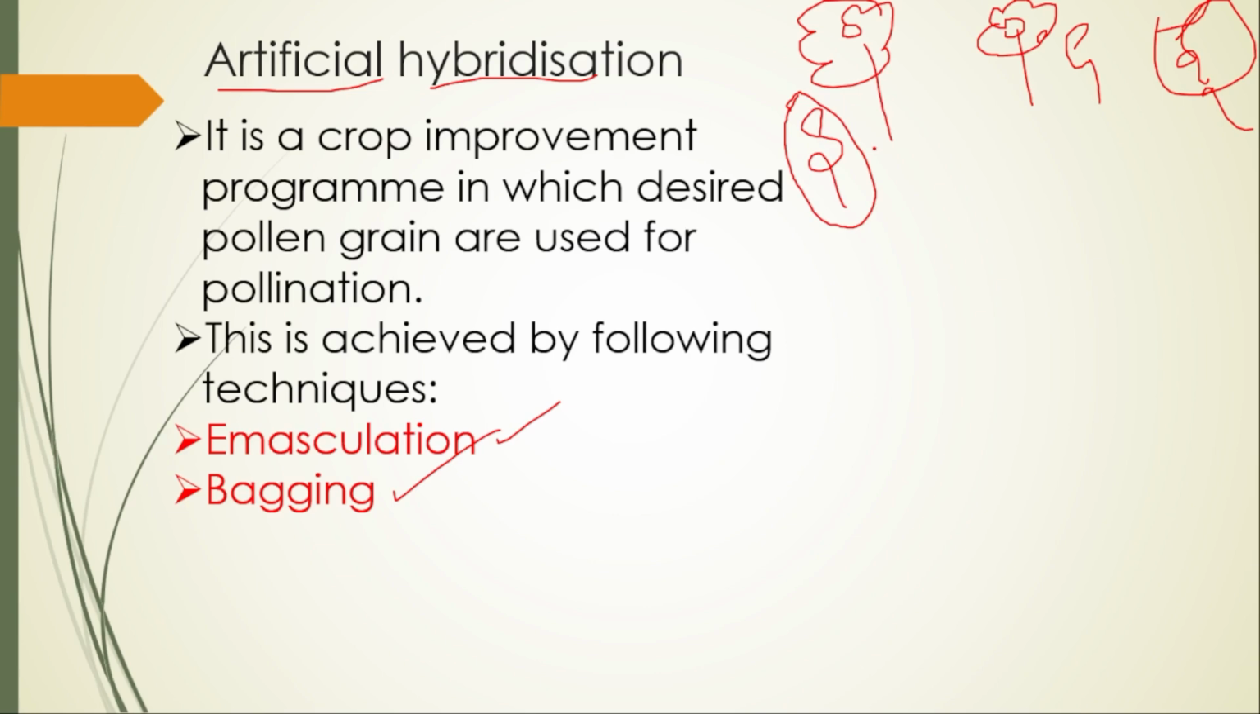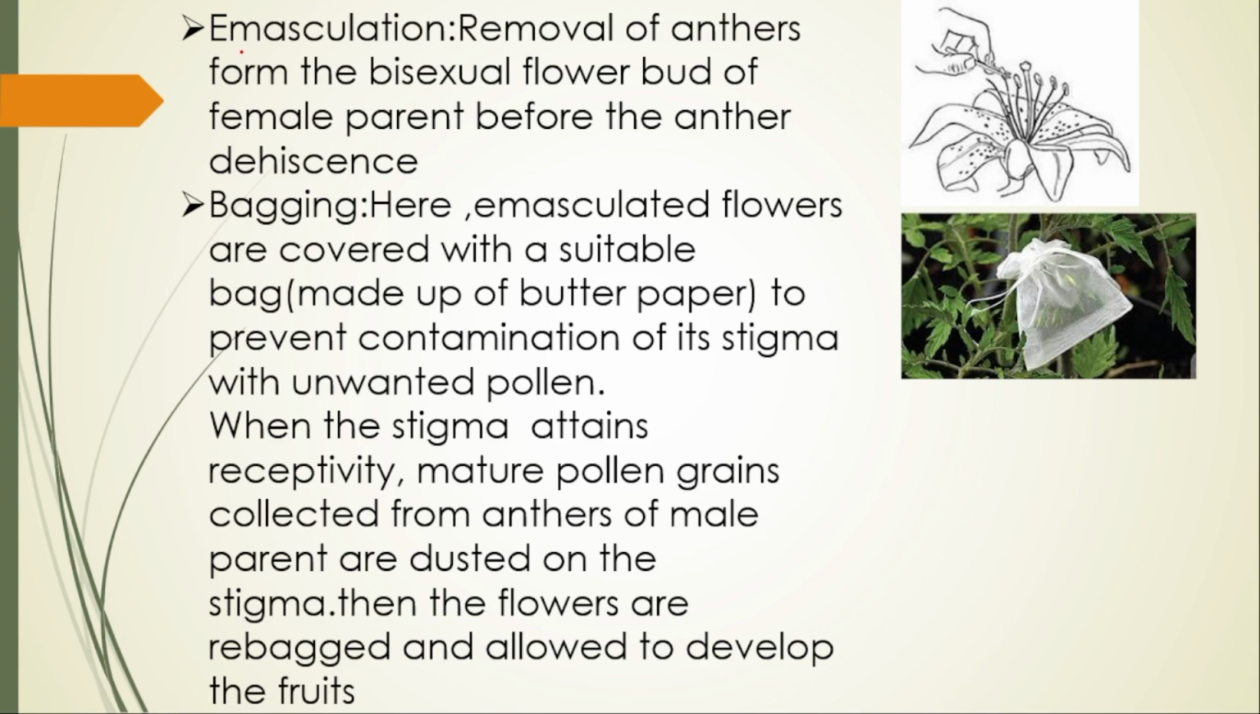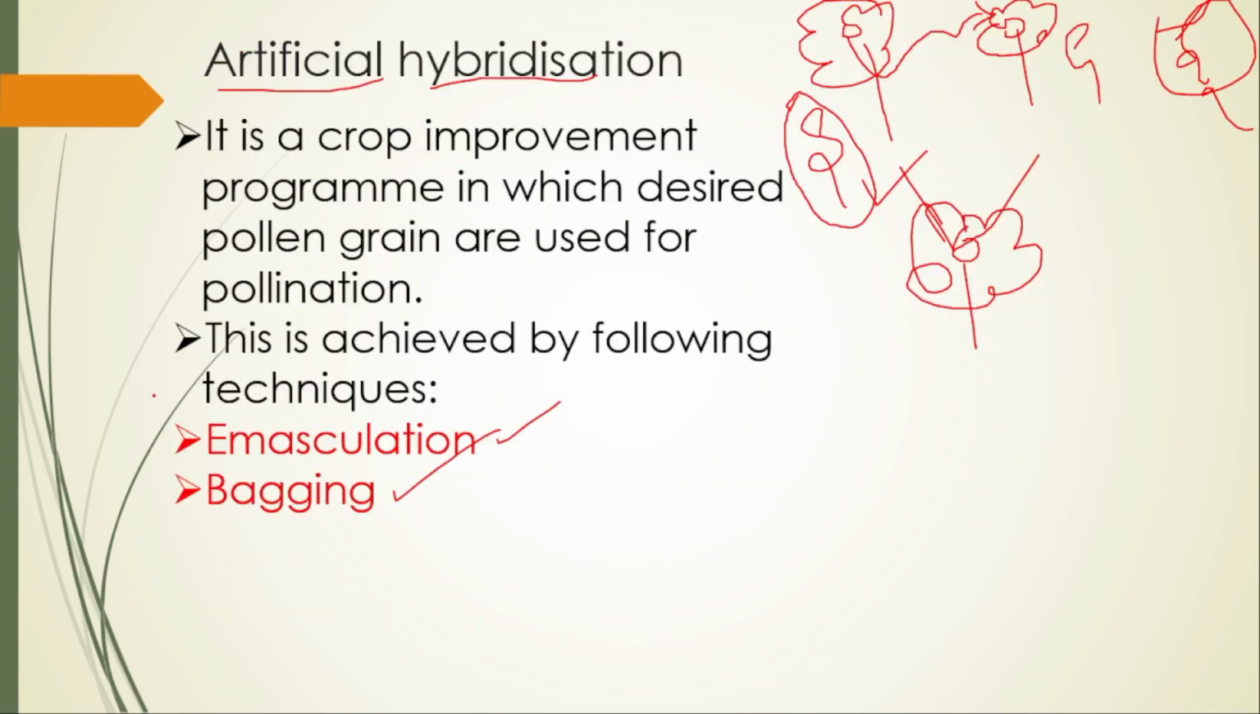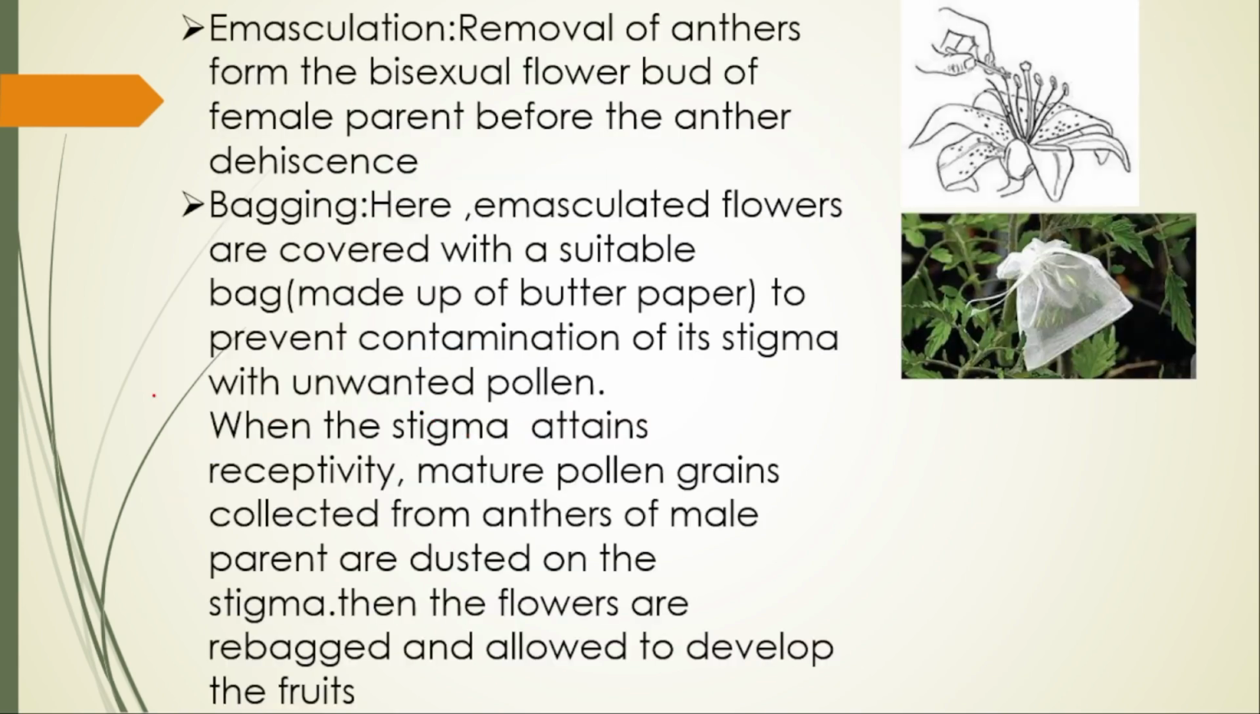In such a condition, what will plant breeders do? The pollen grain responsible for spiciness can be introduced to this kind of flower, so that there will be a fertilization in which both kinds of gene expression will be there. This one is called artificial hybridization. In that there will be two stages, emasculation and bagging, which are very important steps.